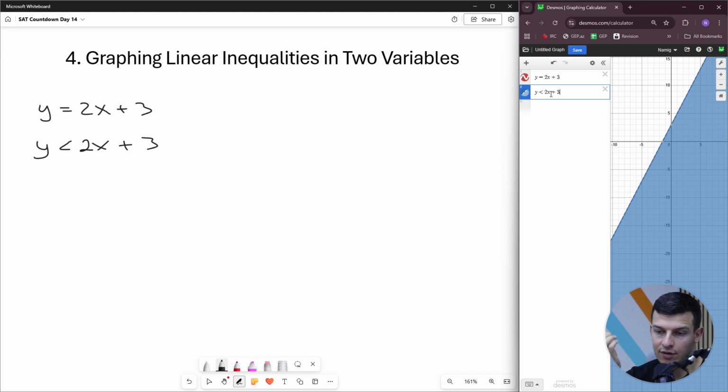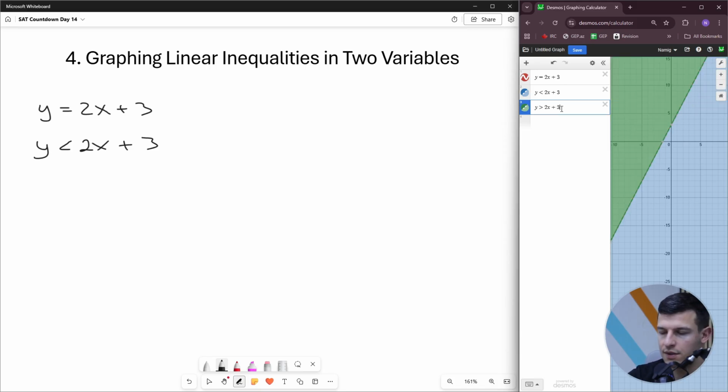The beginning of it is a straight line, but it covers a region, right? Like we said at the beginning, inequalities are about a range. They're not about a specific value. As you can see, it says y less than 2x plus 3. So less means below that graph. That's why we get this blue part. If I put y greater than 2x plus 3, then I'll get above that graph.